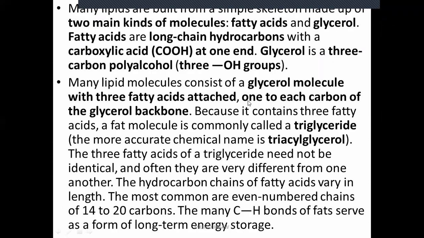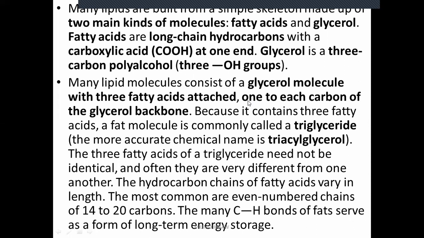So the lipids are mainly built from a simple skeleton, which is made of two main kinds of molecules. So we're going to have a fat acid or fat acids and glycerol. Now, glycerol is a polyalcohol. Remember, we said that lipids are esters or polymers of fat acids and alcohols. So glycerol is a polyalcohol. It consists of three hydroxyl groups, or the OH group.